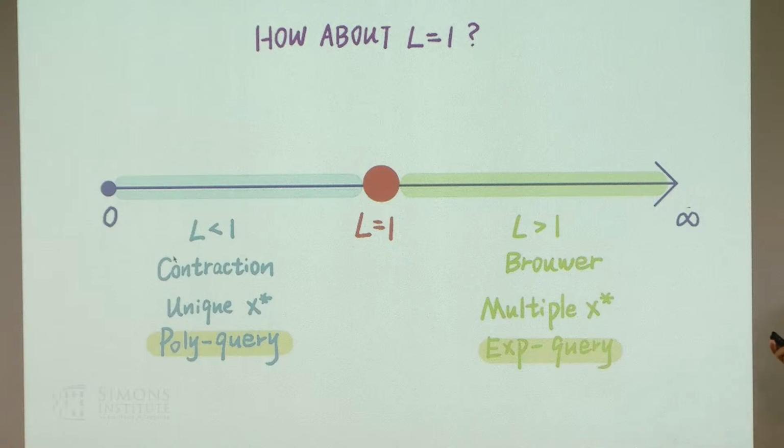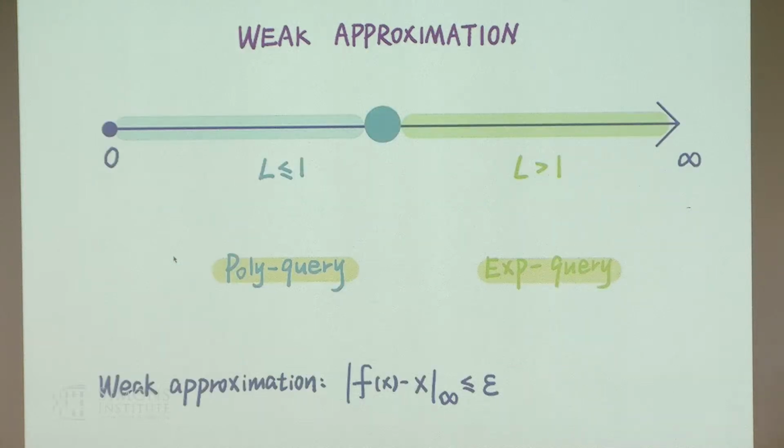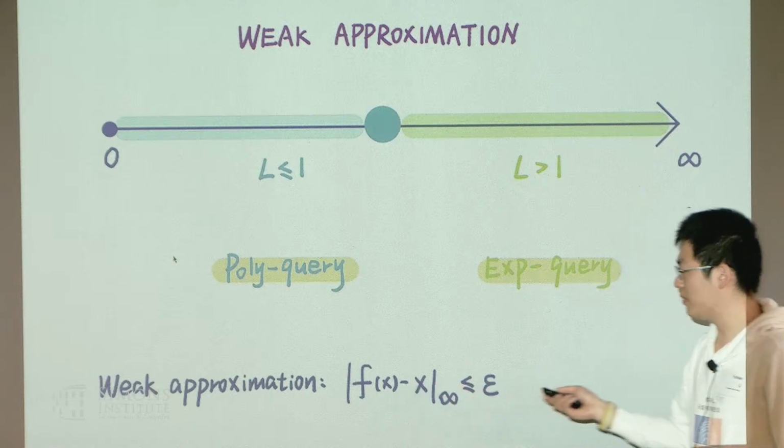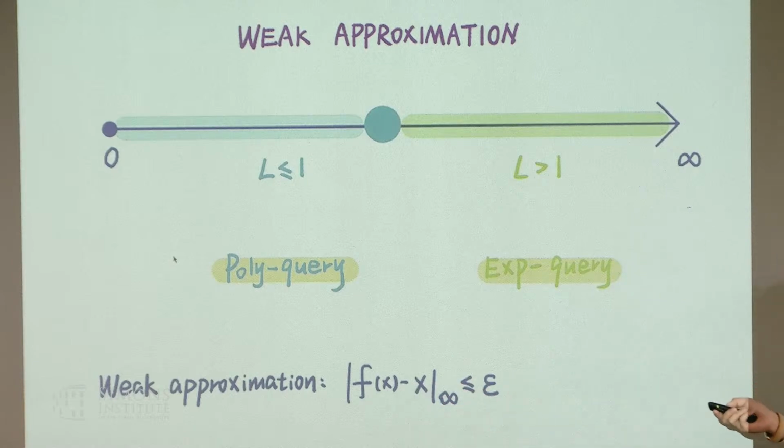So now we get there. How about L equals 1? The answer is actually that it depends. If we consider the original definition where we want to find a point x such that f(x) minus x is at most epsilon, this is so-called weak approximation, then our algorithm actually shows that even for L equals 1, we have polynomial query complexity, despite it may have multiple fixed points. So we don't have a uniqueness guarantee, but we can show it has a polynomial query complexity.